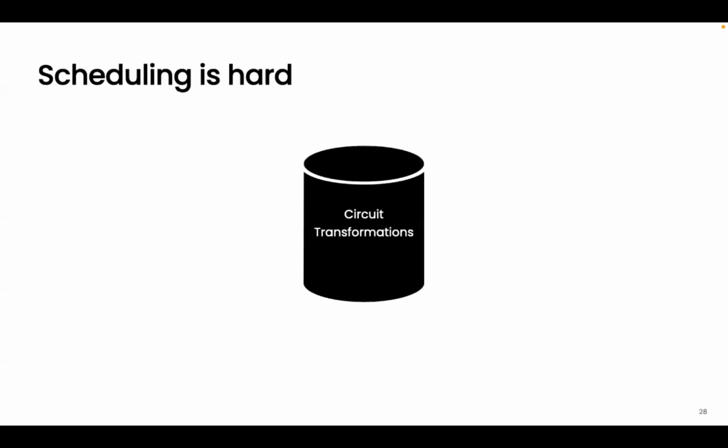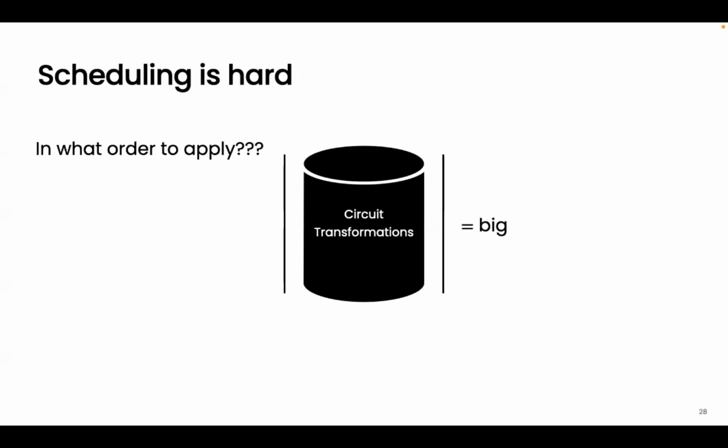All right, so now we're going to talk about how we schedule these. And this problem is going to be hard because our set of circuit transformations is going to be pretty large if we include all of the rewrite rules that we've synthesized. And so the question is, in what order should we apply these? And if you're familiar with classical compilers, this is a famous problem called the phase ordering problem, where it's difficult to determine a good order for applying our optimizations.